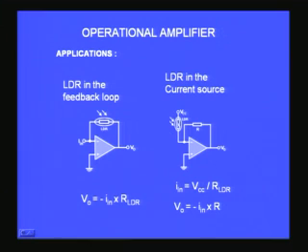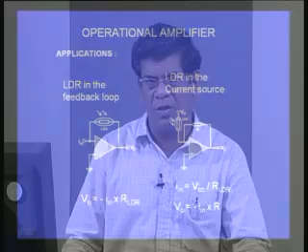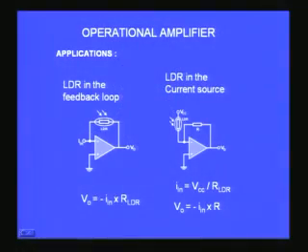So the current I in is now modulated according to the intensity of light falling on it. If the intensity is very high, the resistance of the LDR will become very small and the current will increase. If you keep the LDR in dark, then resistance is more, therefore current will become less and output voltage will also become less. So this is easy to understand. I hope these two models are clear.